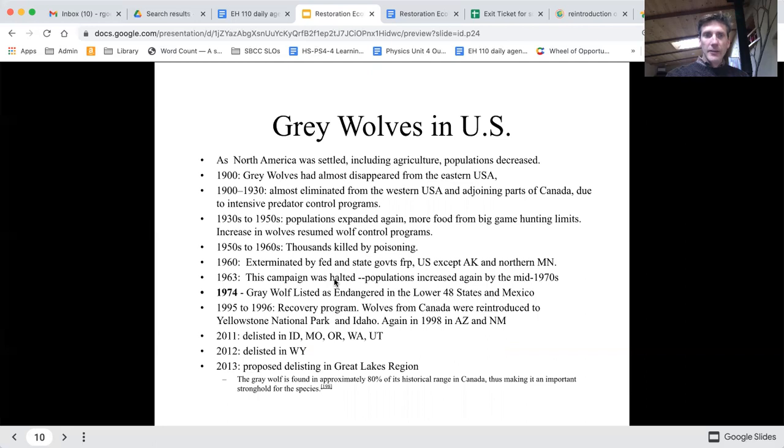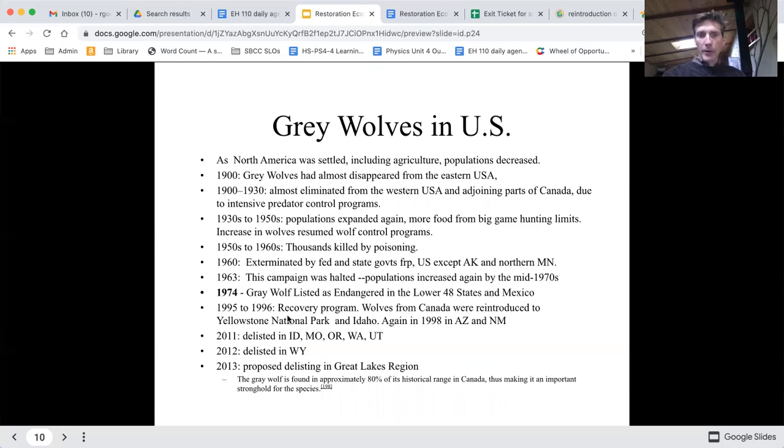In the end, it got to the point where we were wanting to reestablish the native wolf population because their populations had diminished too much from being killed by the thousands from the poisoning. So as you can see here, that's when in 1974, they were listed as an endangered species. And the Endangered Species Act of 1973 allowed that to happen.